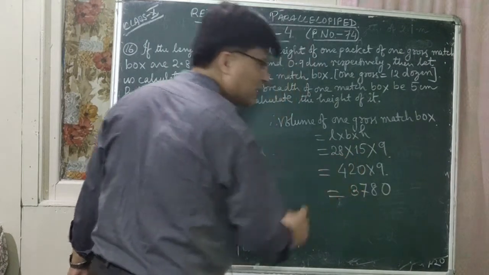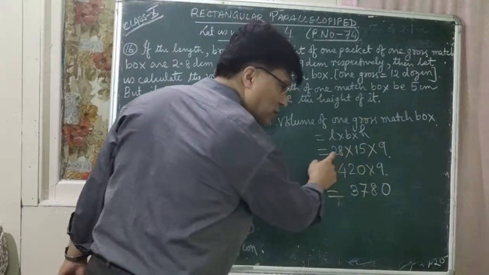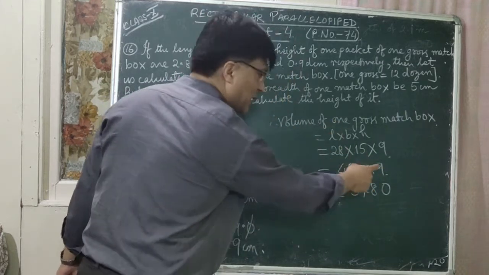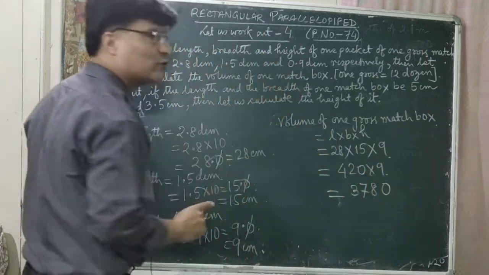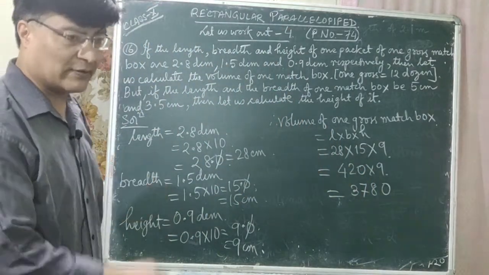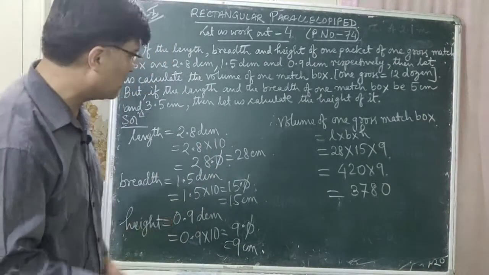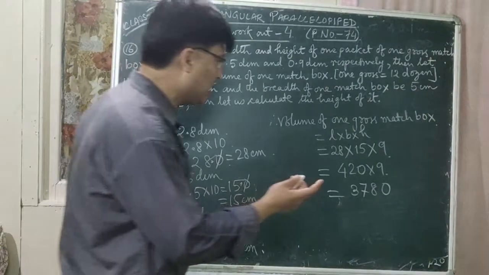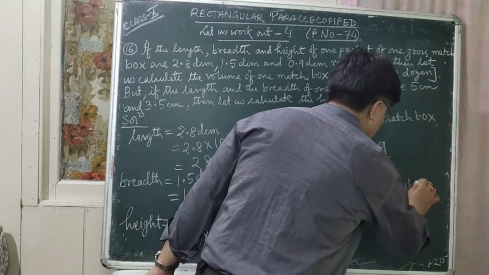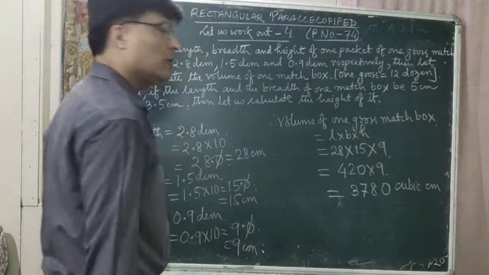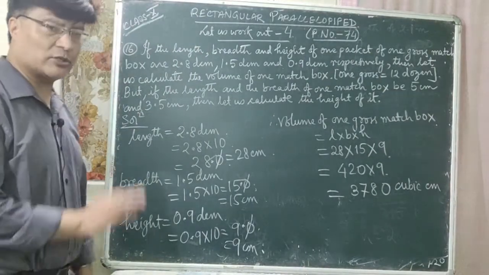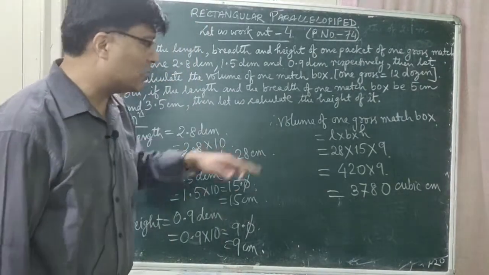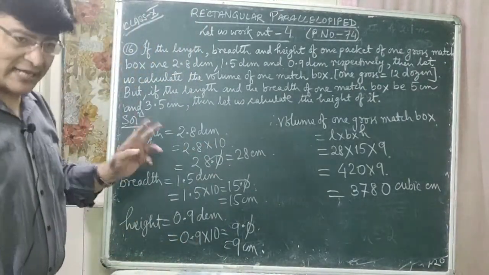So let us check it once again. 15 8s are 120, 0, 12. 15 2s are 30 plus 12 is 42 into 9. So this is 420 into 9. 9 zeros are 0, 9 2s are 18, 8, 1, 9 4s are 36 plus 1 is 37. That is 3780. What is this unit? Centimeter. This is centimeter into centimeter into centimeter. That is cubic centimeter, right? So that is your cubic centimeter. So is that clear to all of you? I think you have understood it. So what is the volume of that one packet of one gross matchbox? It is 3780 cubic centimeter.